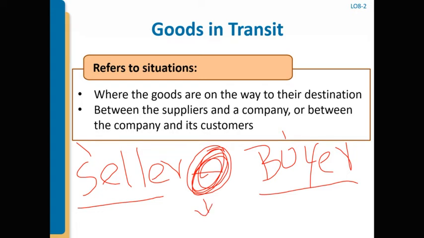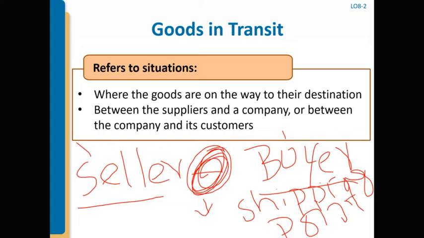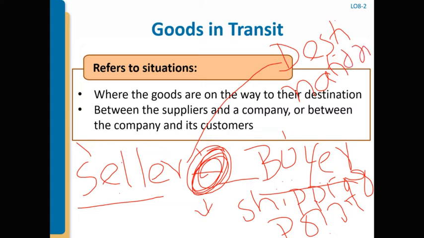So if it is free on board shipping point, then as soon as the ship leaves the seller's dock, the ownership goes to the buyer. So for the goods that are in transit and the term is shipping point, the ownership goes to the buyer. And if it is free on board destination, it means the ownership of these goods will be transferred to the buyer when the ship reaches the buyer's stock. So be careful about those things.